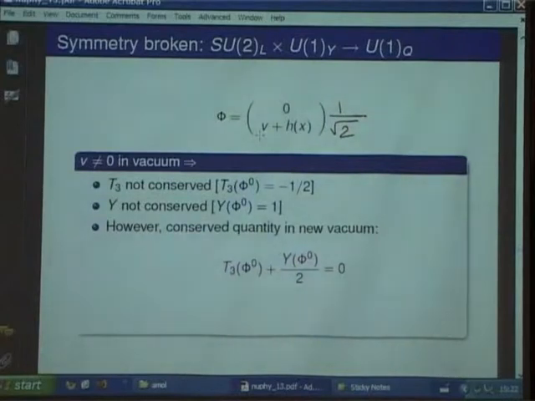See, phi had 4 degrees of freedom. It's a very big object. Although we did not write it explicitly, it was 4 real parameters: phi 1, phi 2, phi 3, phi 4. Now I say phi 1 is 0, phi 2 is 0, phi 4 is 0, and phi 3 is V plus H. So in the vacuum, therefore, H is 0 and I have only V.